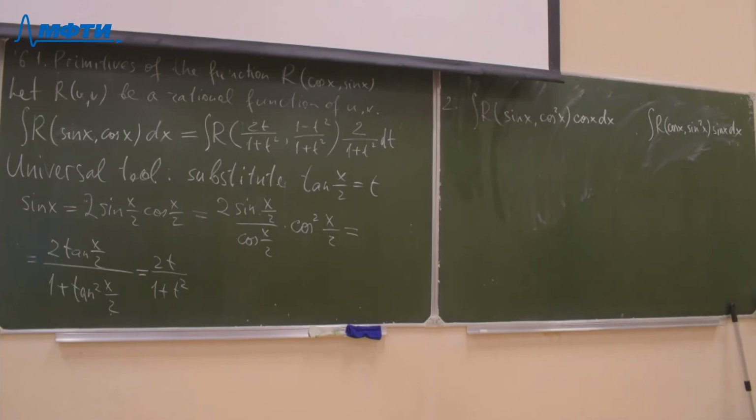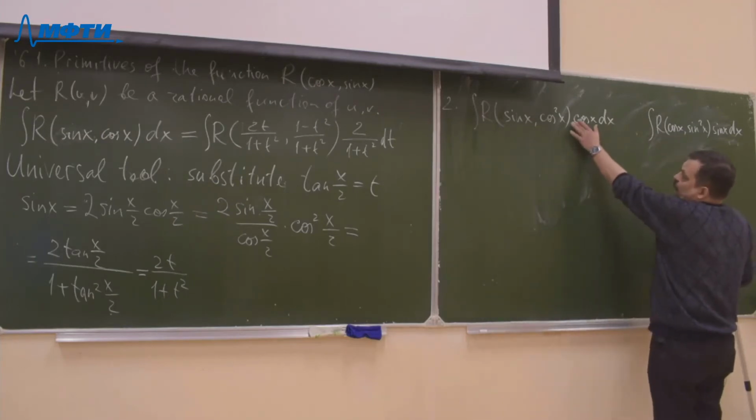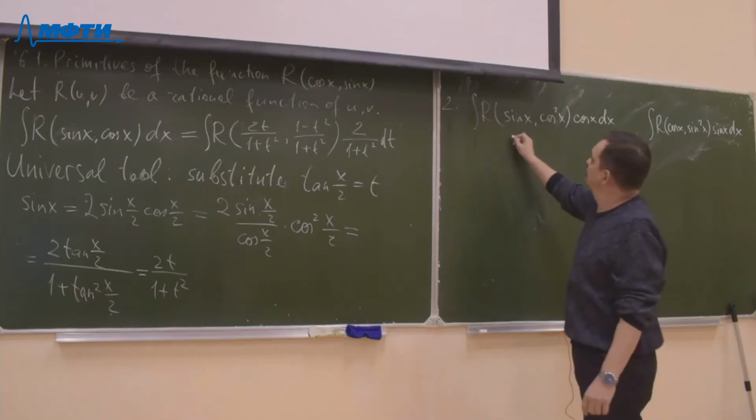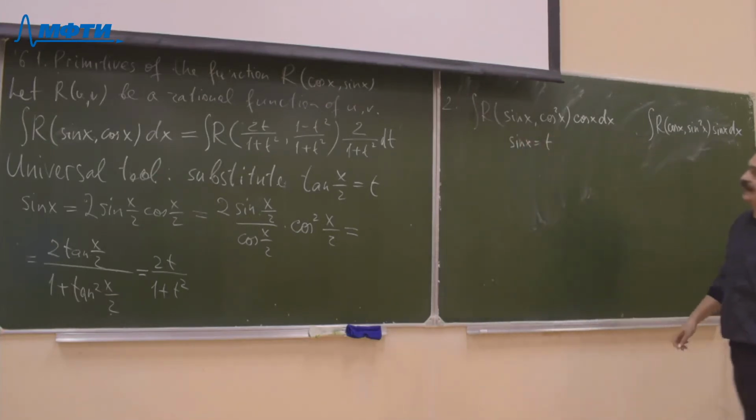Those integrals, again, r is a rational function, can be computed with the help of substitution. So just put cosine into the differential. It means for the first integral we use the substitution sine x equals t. For the second, cosine x equals u, let's say. And after that, what will we obtain?